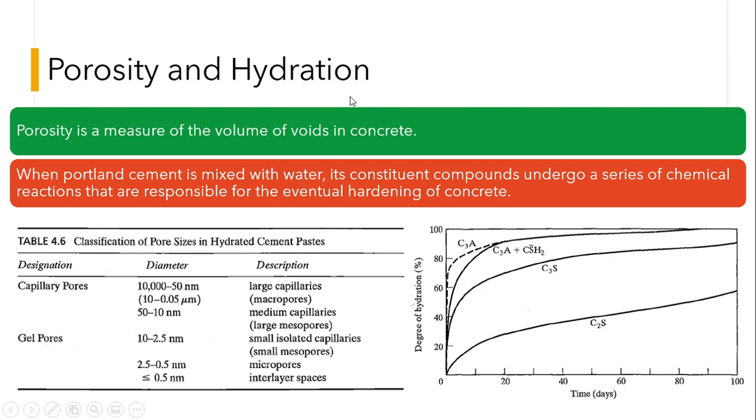However, hydration, everybody knows it: hydration is when Portland cement is mixed with water, its constituent compounds undergo a series of chemical reactions which are responsible for the hardening of concrete. So the hardening of concrete depends on the hydration reaction, the reaction of water with the components of cement. In this diagram you can see the different components and their degree of hydration that changes with respect to time. So definitely porosity and hydration affect the compressive strength of concrete.